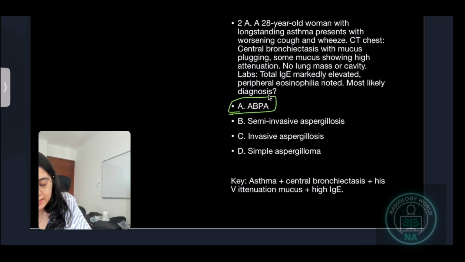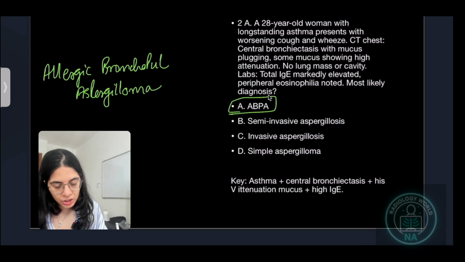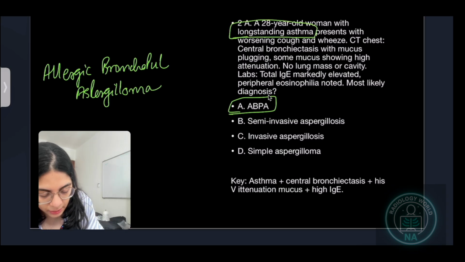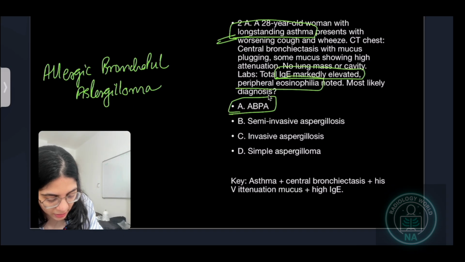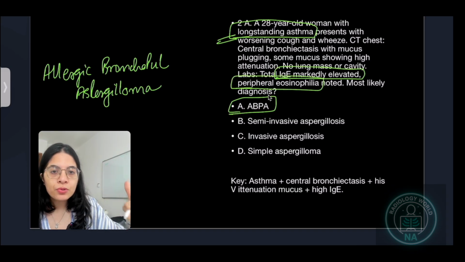What is ABPA? It stands for allergic bronchopulmonary aspergillosis. Okay, so we are talking about a very hyperimmune system over here. Here the patient is having a long-standing history of asthma. You can see IgE elevated, you can see there is some peripheral eosinophilia. So 3 important key points telling you that the patient's immune system is hyper.